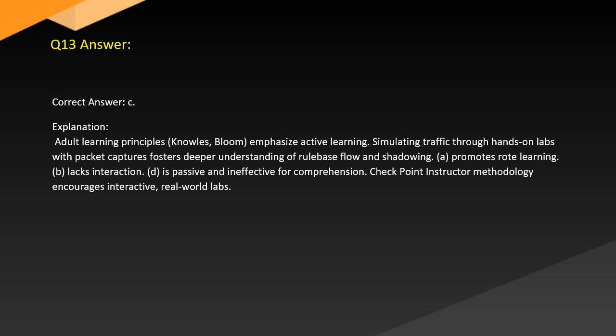Answer. Correct answer: C. Explanation. Adult learning principles, Knowles and Bloom, emphasize active learning. Simulating traffic through hands-on labs with packet captures fosters deeper understanding of rule-based flow and shadowing. A promotes rote learning. B lacks interaction. D is passive and ineffective for comprehension. Checkpoint instructor methodology encourages interactive, real-world labs.